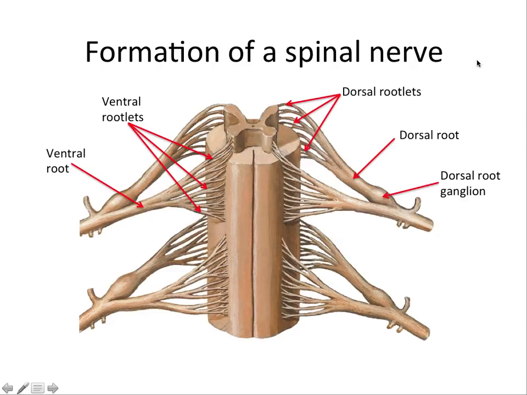Now you can see here that the ventral root and the dorsal root actually join into this short little segment, and that segment's usually only about 1 centimetre long, and this segment is called the spinal nerve, and we have 31 pairs of spinal nerves. As I said, very short, and they almost immediately branch off.